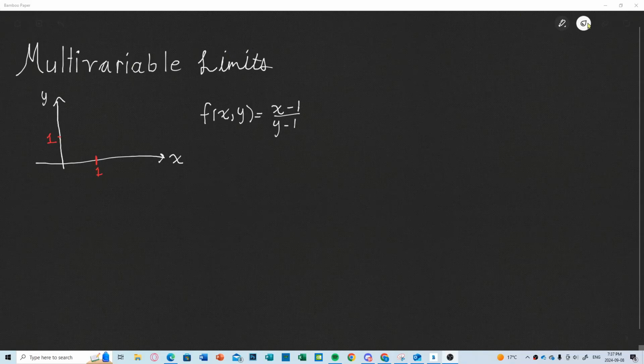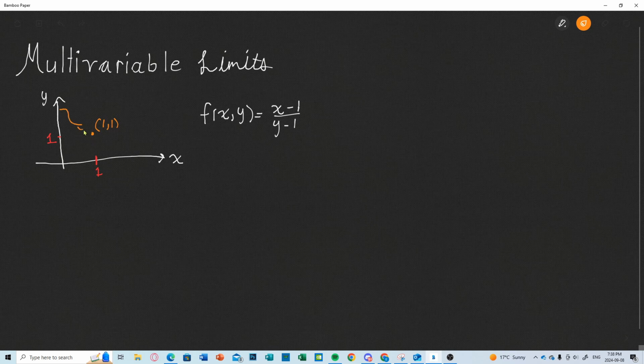Alright, so today we're going to be going over multivariable limits. The difference between multivariable limits and regular limits for only a single variable is, let's say we have a point here at (1, 1). With regular limits for a single variable, you can only come off of the left side or the right side. So the only ways you could get to this point are this or this, which is different than multivariable.